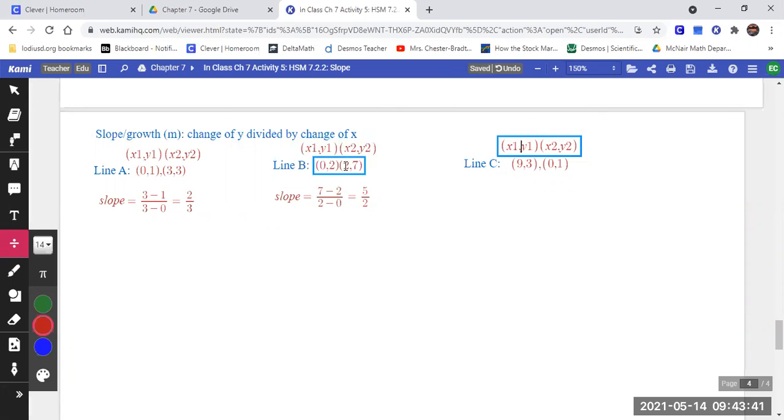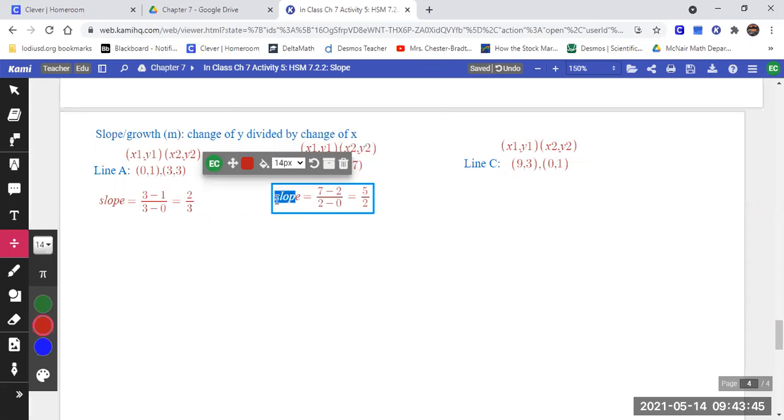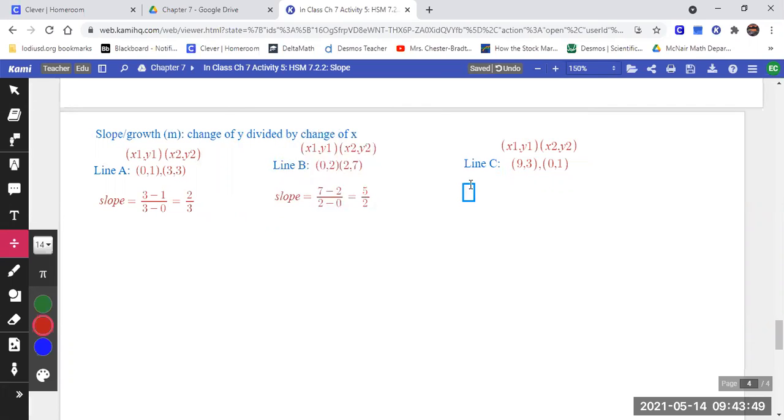So see, we see that this is X2 because it's right above the 2. That's the goal for the labels that are above, to be right above the coordinates. But in Cami, sometimes we can't get them in a perfect spot. Okay, what are my 2 Y numbers that I'm going to be subtracting? 3, take away 1, that's fine.